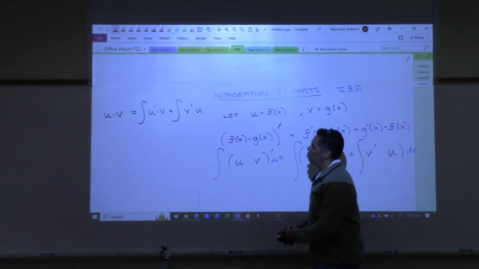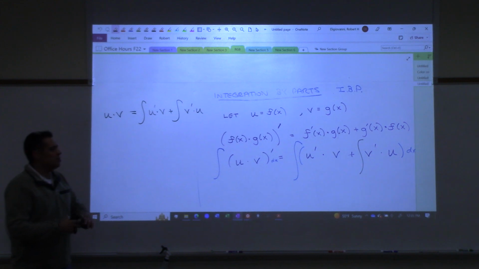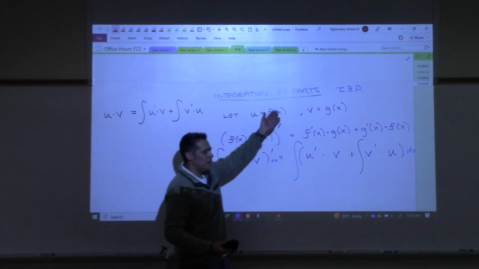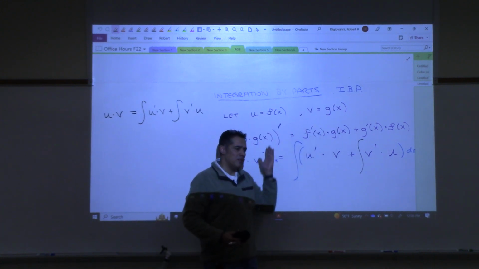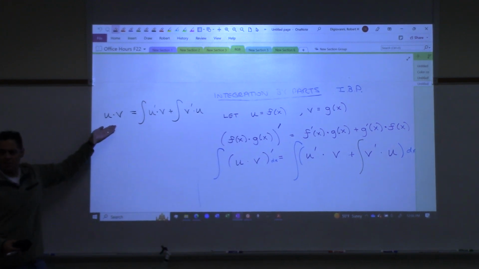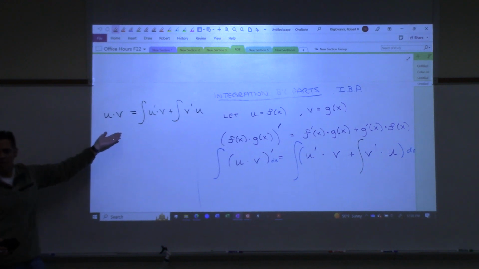All I'm trying to get you to do here is just believe me that this is true. That if I define two functions u and v this way, the product rule says this, and by doing the antiderivative on both sides, I can come to this conclusion. This doesn't look helpful to us at all right now, but that's true though, right?